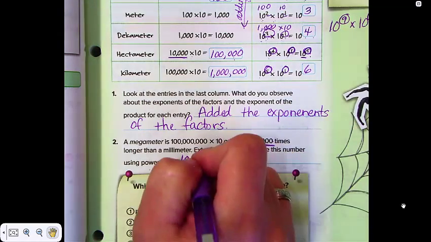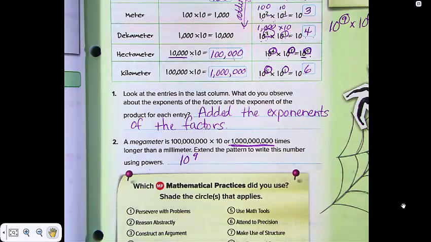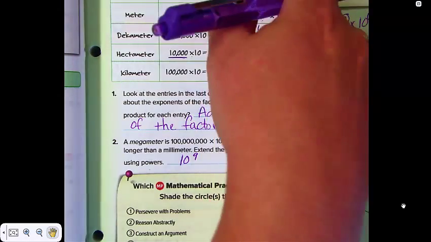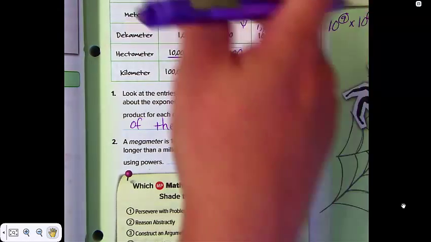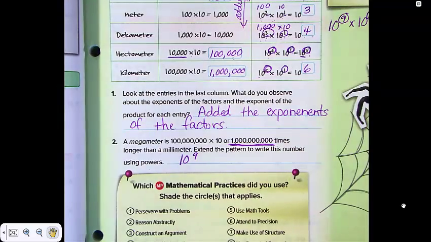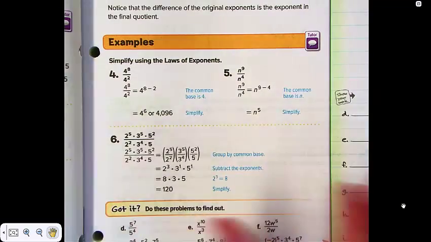So because I have 9 zeros, I have taken 10 to the 9th power, because remember, the higher I went up in my power, the more zeros I added. Okay? Let's look at the examples.